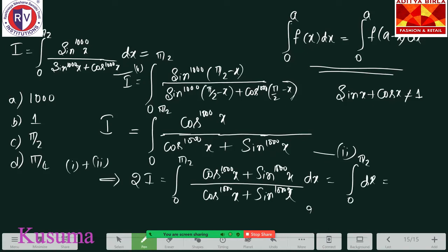That is 2I will be equal to x from 0 to pi by 2, or 2I is pi by 2. That implies I will be equal to pi by 4. So option D will be the answer.